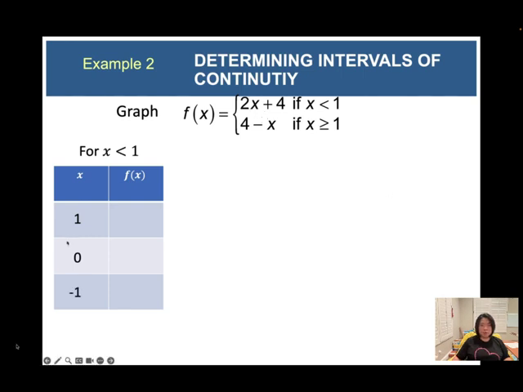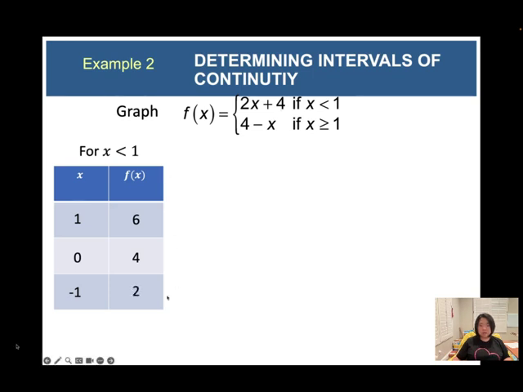Now, plug it in here. When x is equal to 1, you do have 2 times 1, which is 2, plus 4, which is going to be equal to 6. Second one, when x is equal to 0, we do have a 4 here. Last one, that will be negative 2 plus 4, which is going to be positive 2.